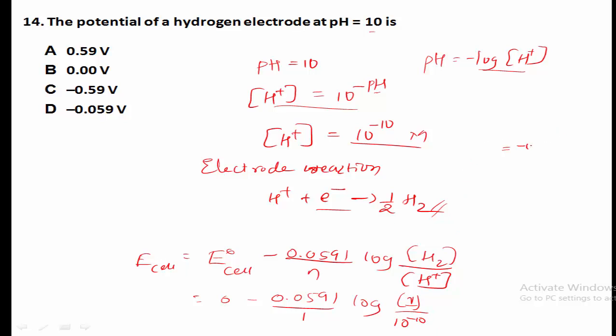Therefore, you will get minus 0.0591 log of 1 divided by 10⁻¹⁰. Log of 1 divided by 10⁻¹⁰ is nothing but 10. Therefore, you will get minus 0.591 volt. This is the potential of a hydrogen electrode at pH 10. Therefore, option C is the right one.